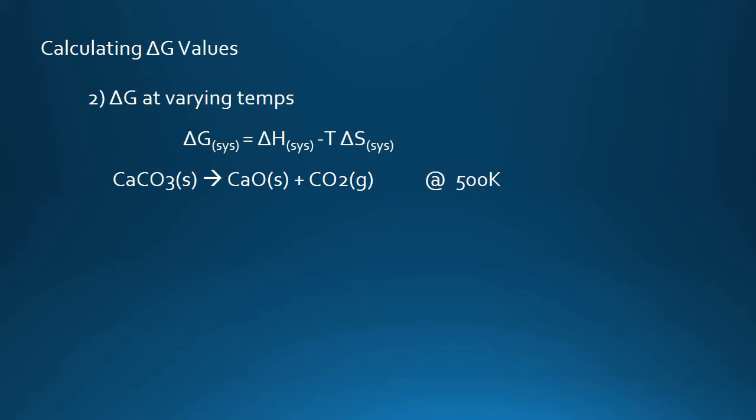So we're going to look at the decomposition of calcium carbonate. So calcium carbonate decomposes into calcium oxide and carbon dioxide. And we're going to look at it when this reaction runs at 500 Kelvin. So to solve this, we need delta H and we need delta S, right? Well, none of that's been given to us. Where can we find it? We can find it in section 12 of our data booklet, correct?